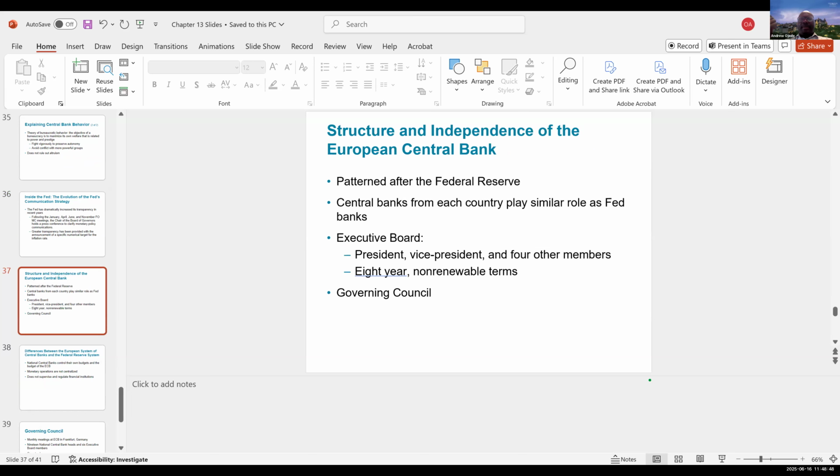The European Central Bank was formed in 1999. It was patterned after the Fed. When they formed the ECB, this bank in Europe that prints the currency called the euro, they made sure that the institutional setup of the ECB mimicked almost what the Fed did. But they just call certain things differently. Okay, like for example, central banks from each country now play a role.